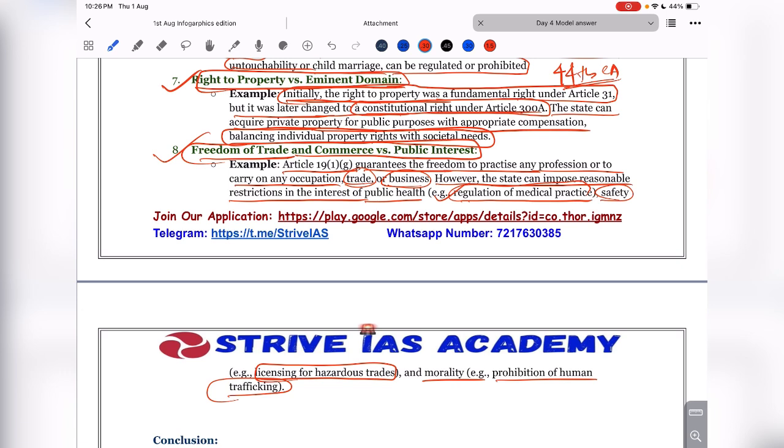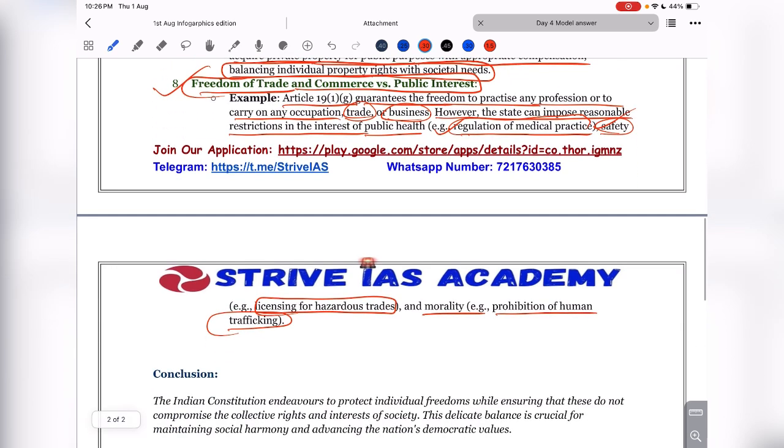And next is safety. You might be knowing there are a number of accidents going on. If there is no proper safety criteria, then it will bring more hazards. So safety, for example, licensing for hazardous trade. For example, morality. Your trade or any profession should not include any immoral activity, like trafficking of human beings, prostitution, or organ trade. This should be strictly prohibited.